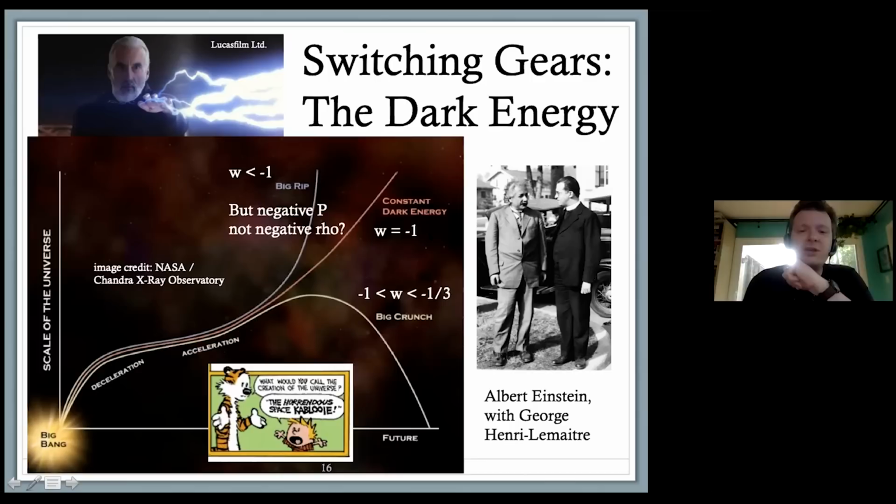Oh, I can't help always dark energy. I make a joke from Star Wars. So that's Count Dooku producing force lightning, and he's a dark side user. So call that dark energy.